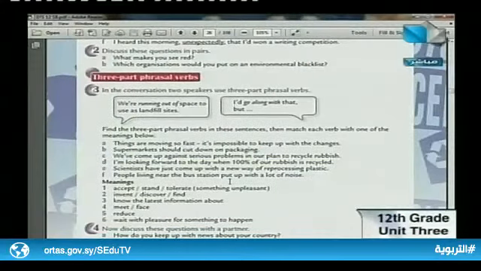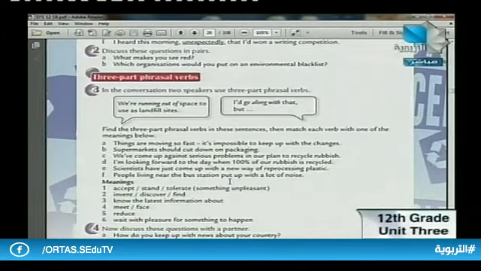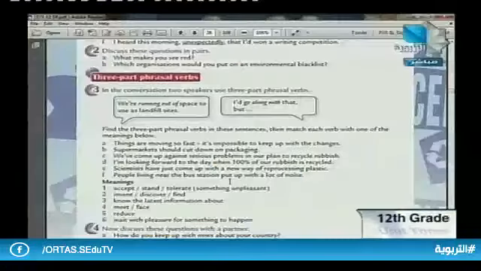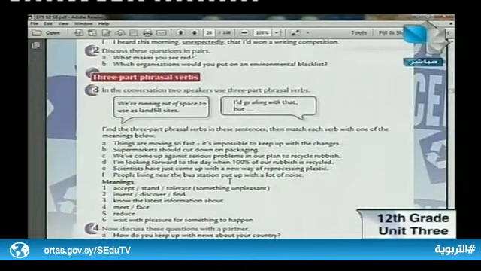People living near the bus station, of course, they suffer a lot of noise. They have to tolerate the noise, or living near the airport, or living near the traffic jam. So when we say put up with, it means that they accept, they stand, tolerate. Tolerate, stand, accept, etc. Good.